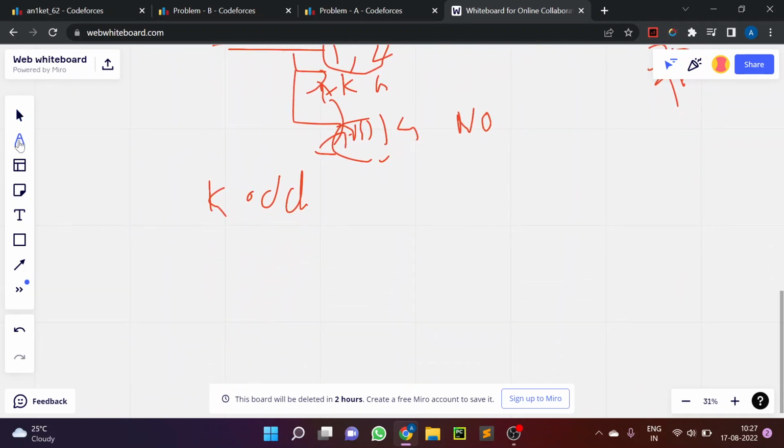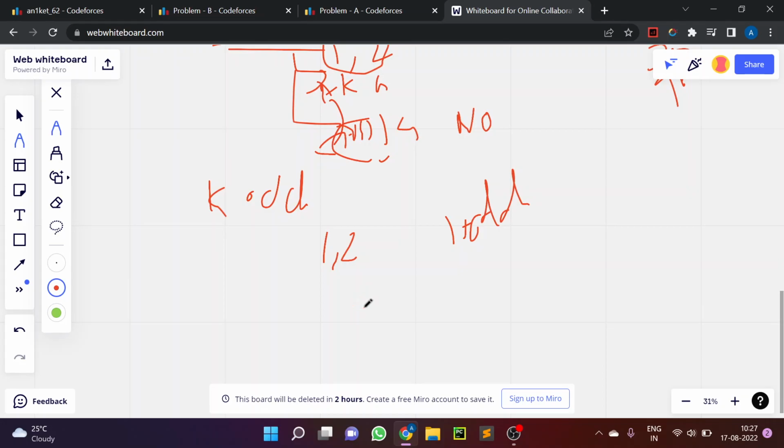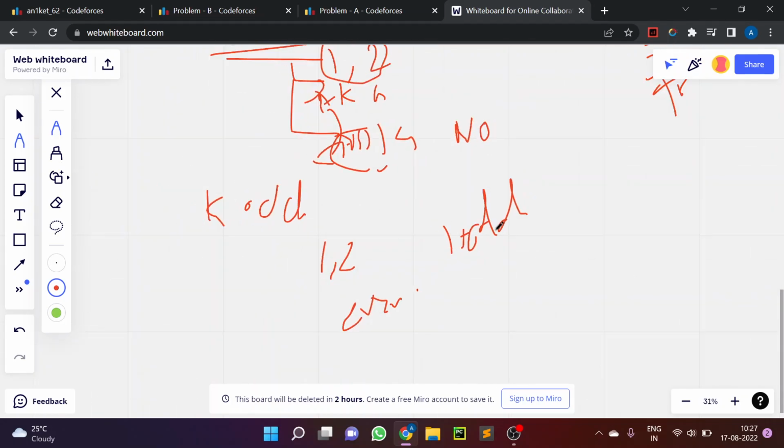And if k is odd, we can set value 1 as a, and value 2 as b. If we add any odd number with 1, it will become even, and multiplication of 2 even is always divisible by 2. So this is the logic of this question.